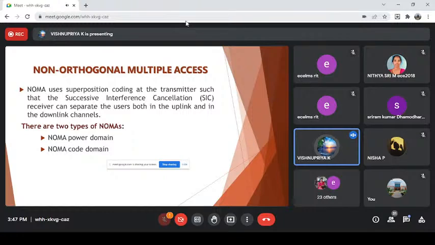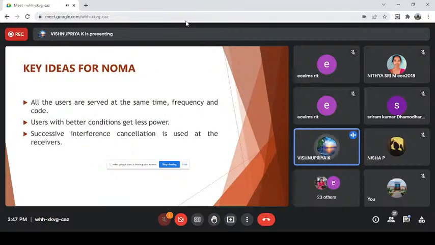Non-orthogonal multiple access is one of the most promising performance improvement strategies in 5G, fifth generation. It also has two types of NOMA. The first one is NOMA power domain and the second one is NOMA code domain. Here is an illustration. There are some key ideas for NOMA. All the users are served at the same time, frequency and code. Users with better conditions get less power, and successive interference cancellation is used at the receiver.